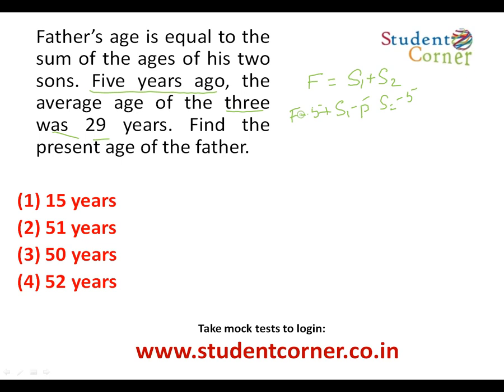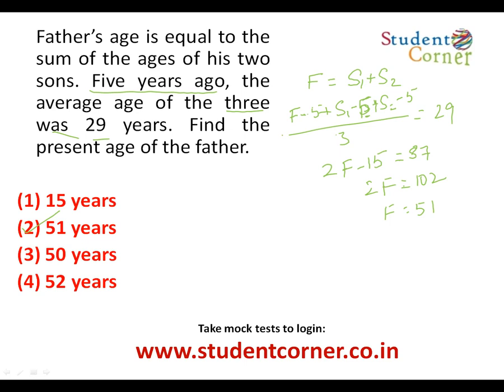What do you mean by average? Adding all, divided by 3, is equal to 29. Now we know F is equal to S1 plus S2, so we can substitute S1 plus S2 is equal to F. F plus F is 2F, minus 5, minus 5, minus 5 is minus 15, and 3 times 29 is 87. So 2F is equal to 102, because minus 15 goes to that side as plus 15. So F is equal to 51. So 51 is the second option. Your option is the second one.